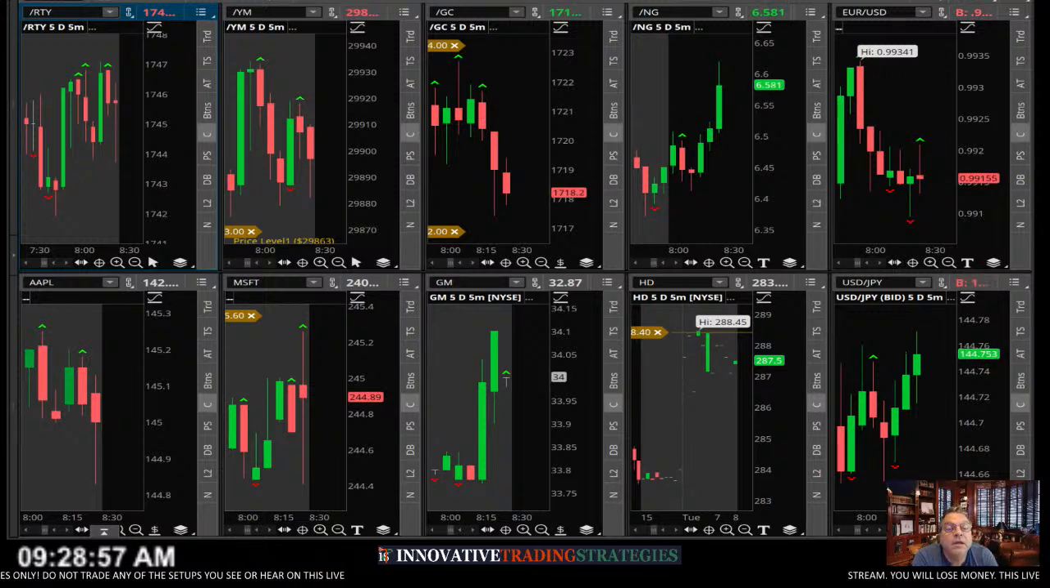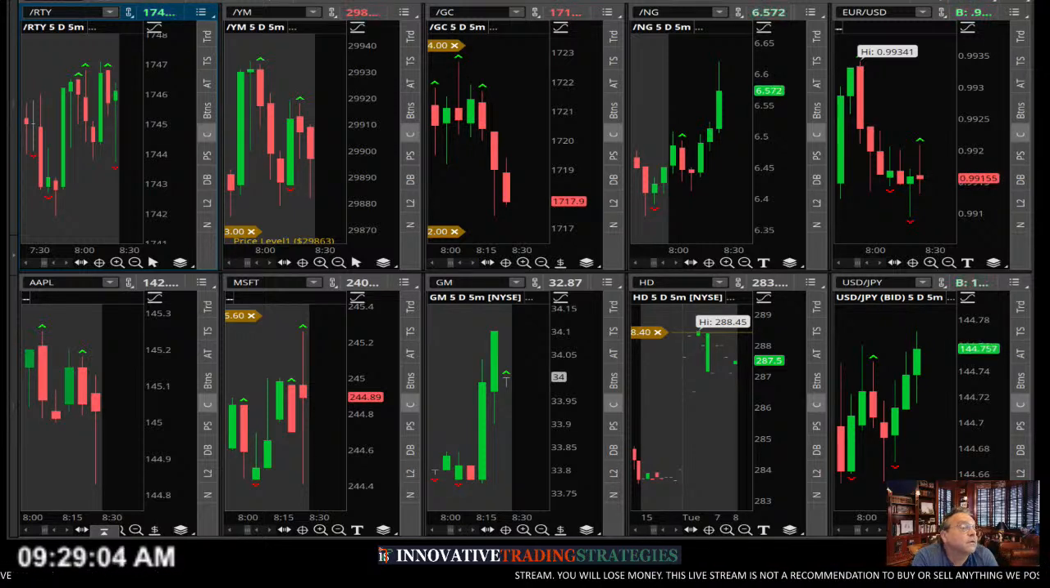All right, about a minute to go here before the opening bell. Once again, we are expecting it to open up higher. Maybe 200-300 points higher.